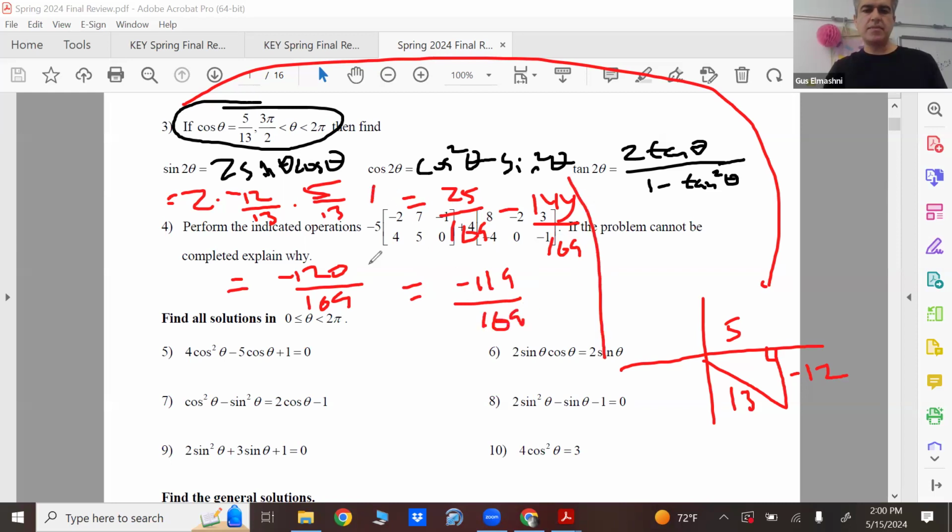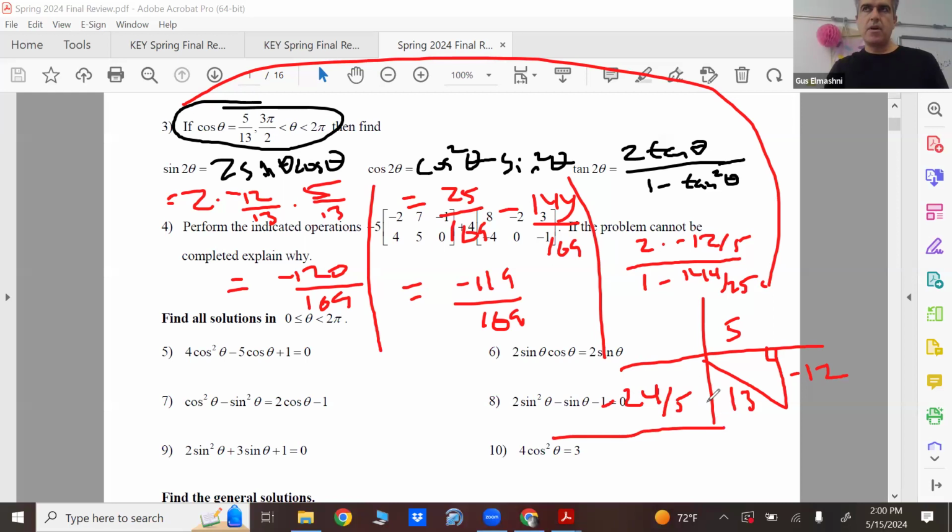And lastly, 2 times negative 12/5 over 1 minus 144 over 25. Let me clean it up, I suppose, right? Negative 24 over 5 over negative 119. Flip it.